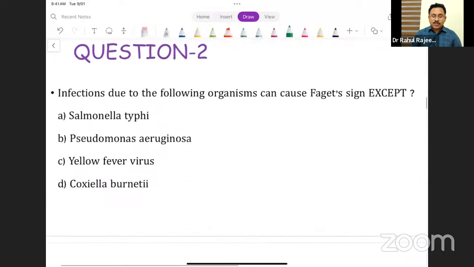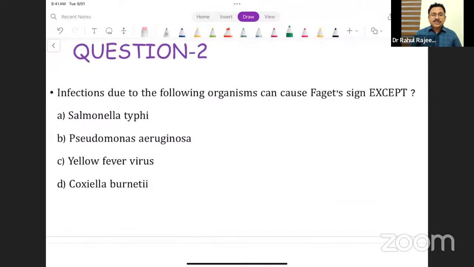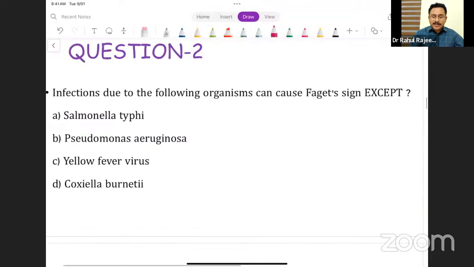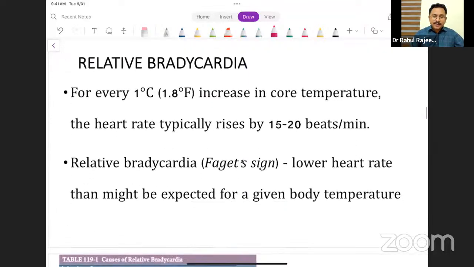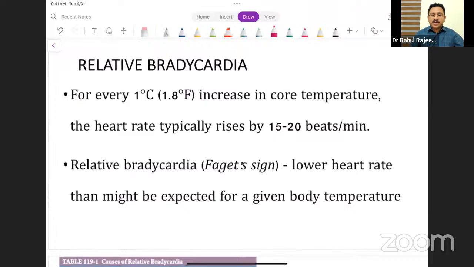Question number 2 says, infections due to the following organisms can cause Faget sign. This is a previous NEET PG question as well regarding Faget sign. So let us try to understand what Faget sign is first. Faget sign is another name for relative bradycardia. So what is relative bradycardia? In a normal individual, for every 1 degree Celsius or 1.8 degree Fahrenheit increase in core temperature, the heart rate will typically rise by 15 to 20 beats per minute.